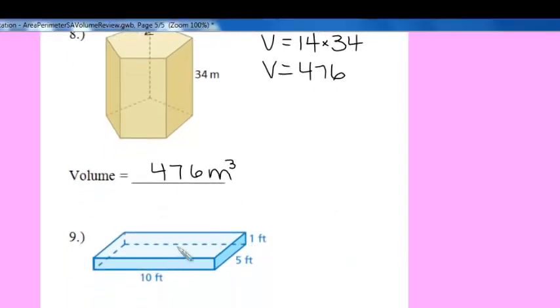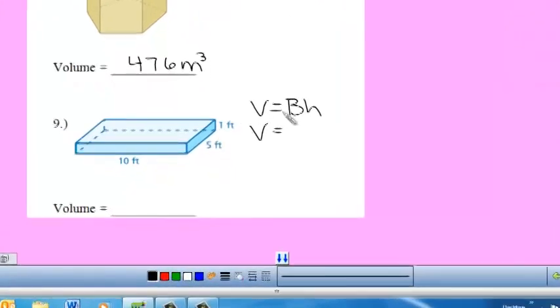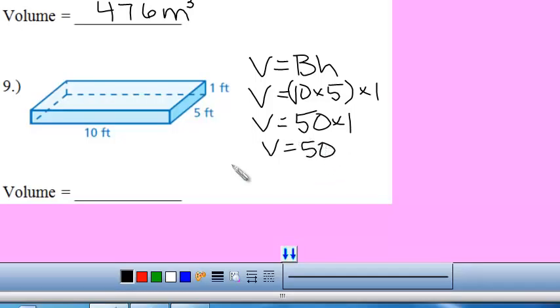For number 9, this is a rectangular prism, but again, area of the base times height. It's time to find the area of a rectangle. I take the length times width, so 10 times 5 would be the big B. And then the height of the prism is only 1 foot. So 10 times 5 is 50. 50 times 1 equals just 50, so the volume is 50 cubic feet.